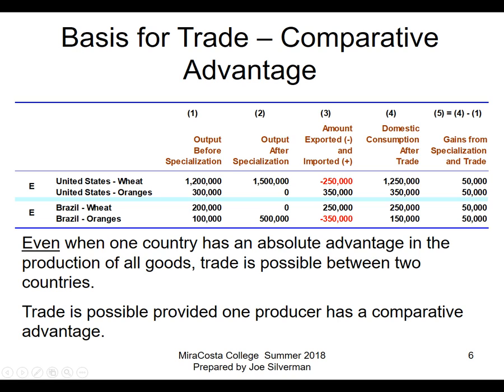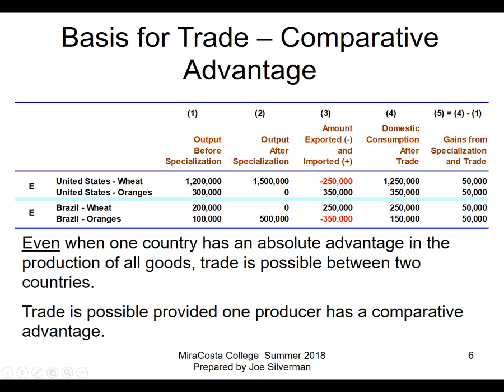What about in Brazil? Well, Brazil didn't produce any wheat, but they did get 250,000 tons of wheat from the U.S., so we'll add that to the amount that Brazilian consumers have to consume. And we have to subtract 350,000 tons of oranges from the amount that they produced. So Brazilian consumers have 150,000 tons of oranges left over after they sent 350,000 tons to the U.S. Man, there's a lot of numbers here.